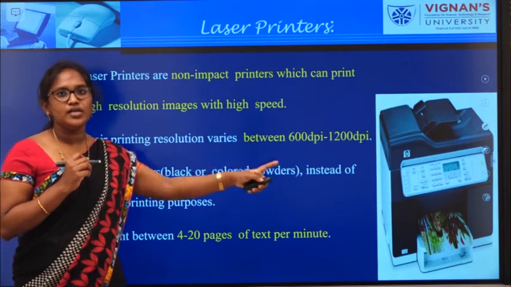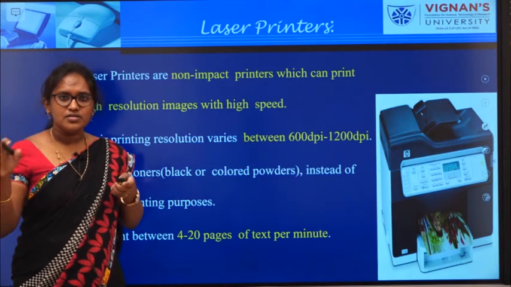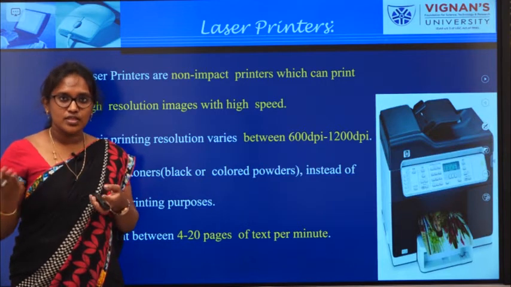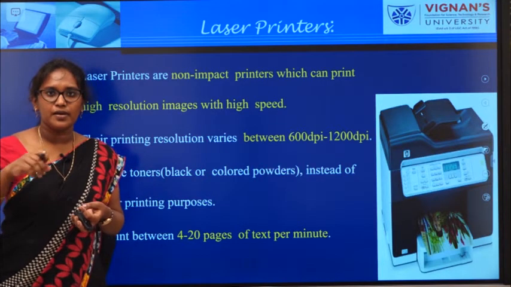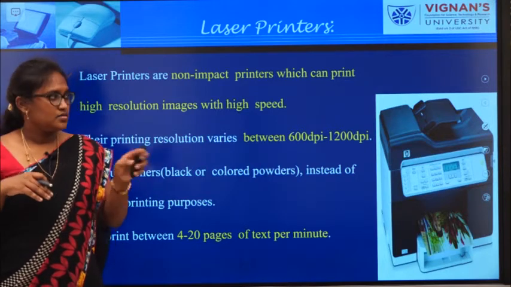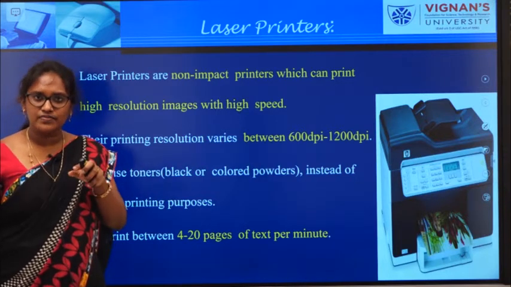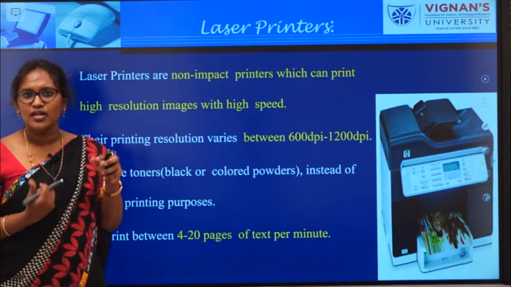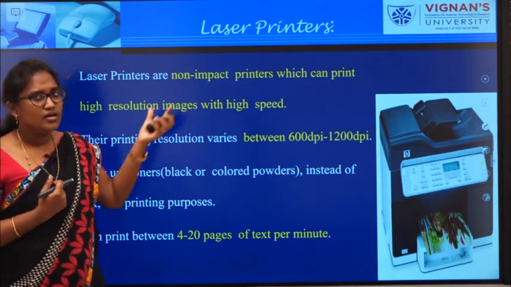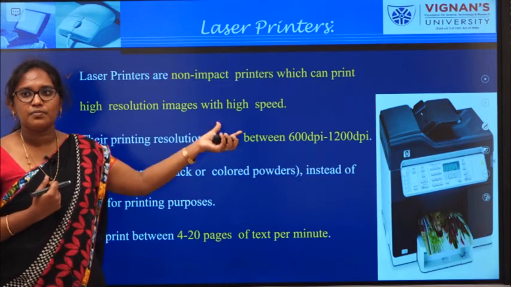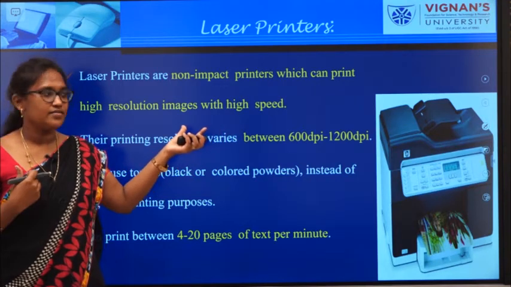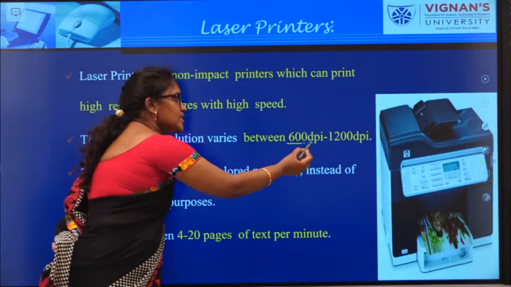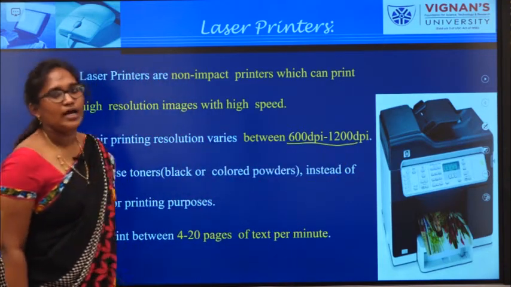Here I am using only laser light. If you observe the Xerox shops, the Xerox person will take the paper and keep it on the Xerox machine. The laser will flip from left side to right side and right side to left side. So the laser printer works based upon the movement of the laser. The printing resolution will be 600 dpi to 1200 dpi.